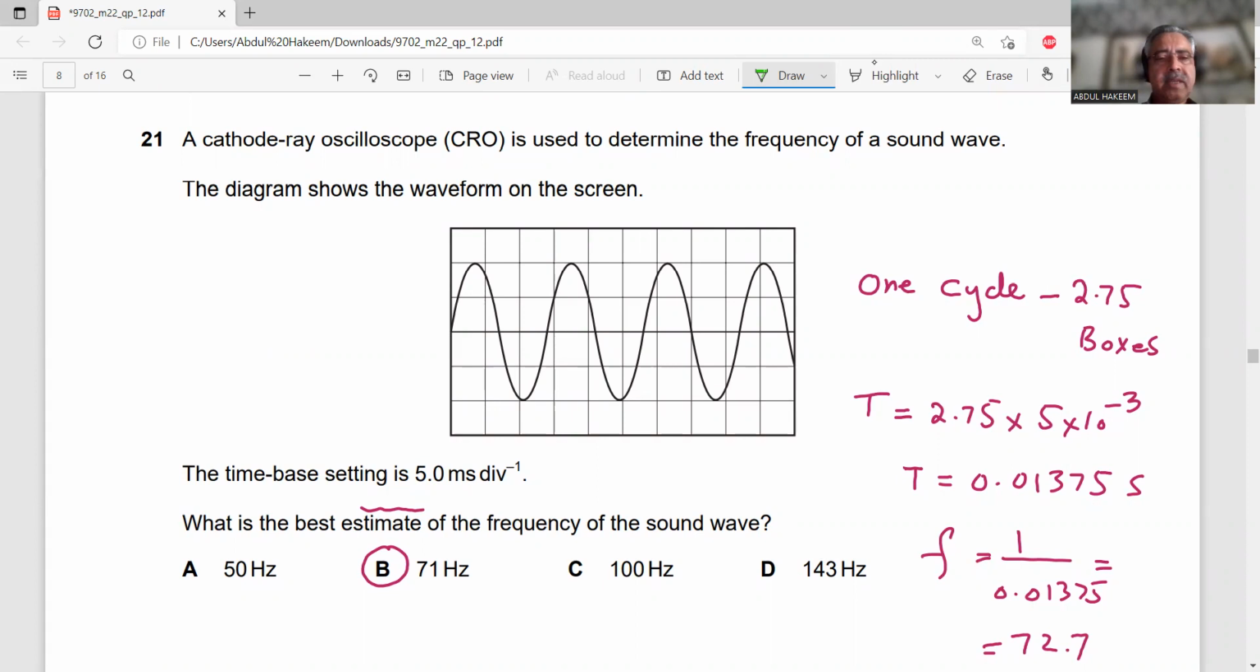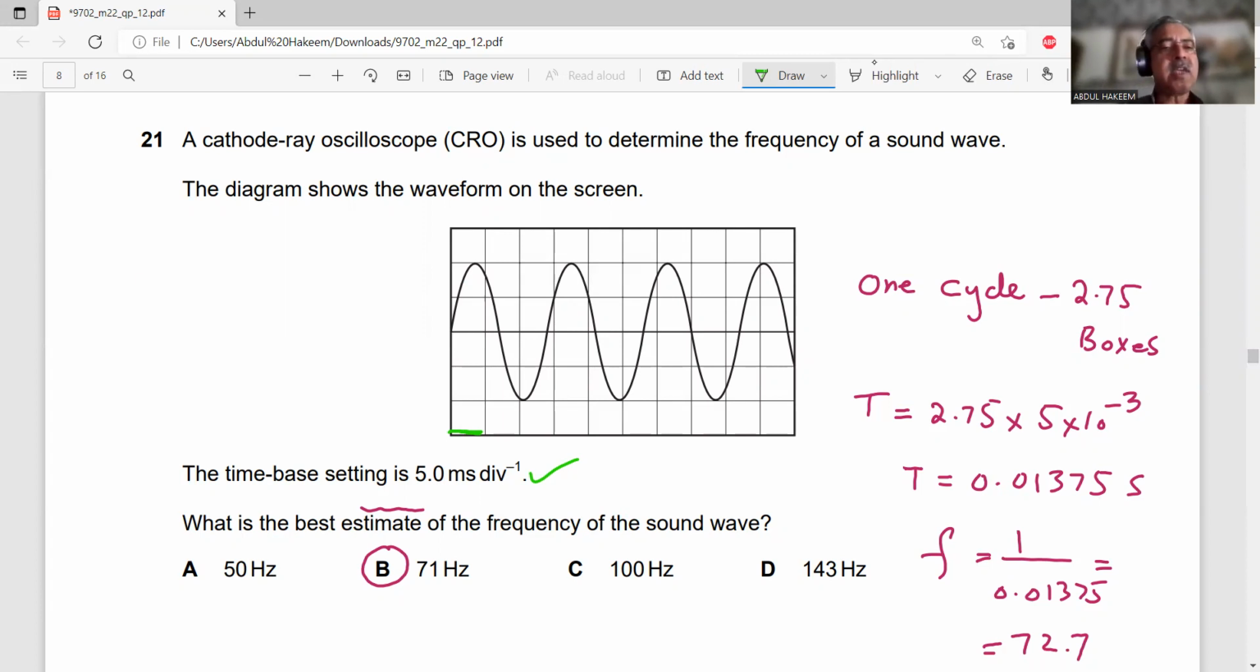The time-base setting is 5 milliseconds per division, meaning horizontally, this box represents a time of 5 milliseconds. So what is the best estimate of the frequency of the sound wave? We have to get the answer for this frequency.